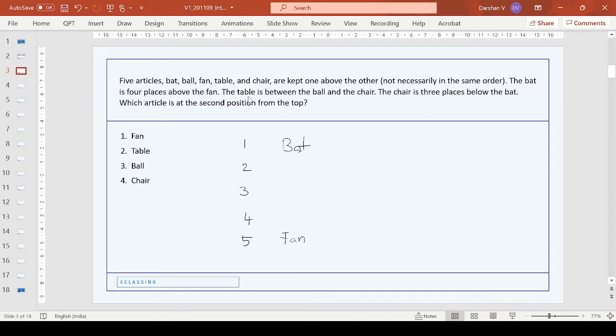Now the next statement is table is between the ball and the chair. So the remaining 3 things are table, ball, and chair, which have to be filled here. And it's saying that the table is coming in between. So table has to occupy the 3rd position. Now what does the next statement say? The chair is 3 places below the bat. So 1 place below the bat, 2 places below the bat, 3 places below the bat. So this is occupied by chair, which means that the 2nd position from the top is occupied by ball, which is our answer. Let's move on to the second one.